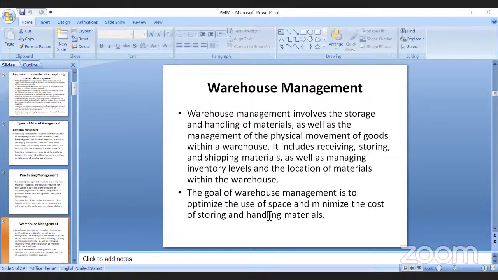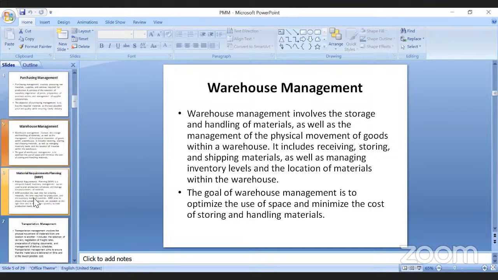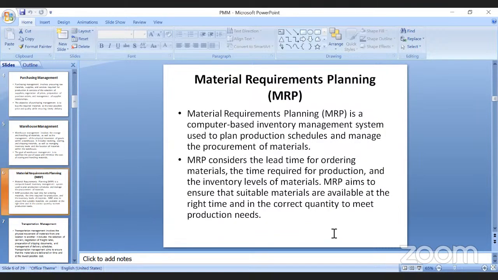Suppose in a warehouse, our motto is what? We have to use the space in a warehouse. That is all. If you are not utilizing it, if you are not managing it properly, then we will face so many problems. Clear? Okay. Then another thing after warehouse management: materials requirement planning.